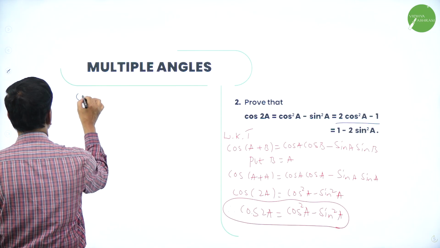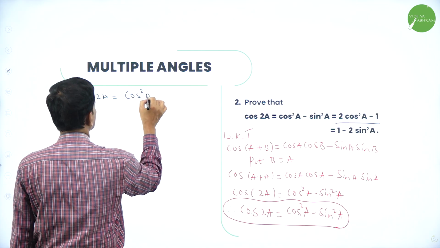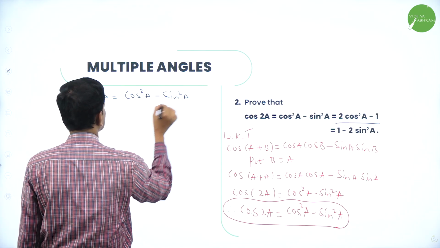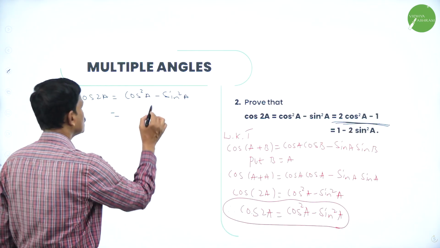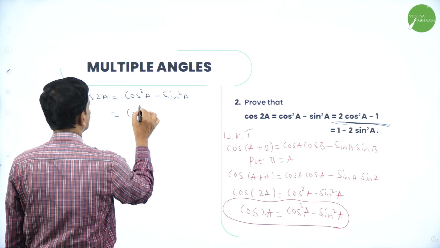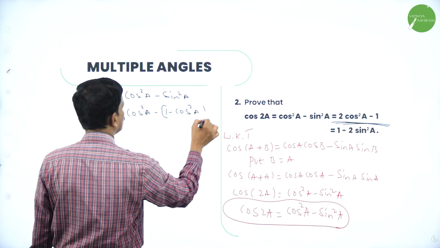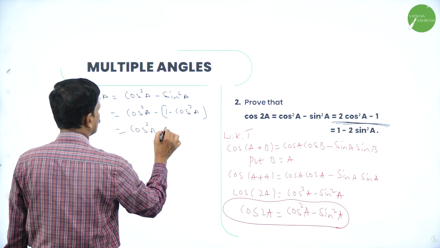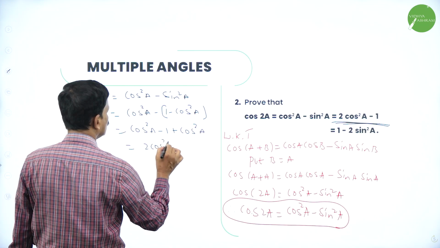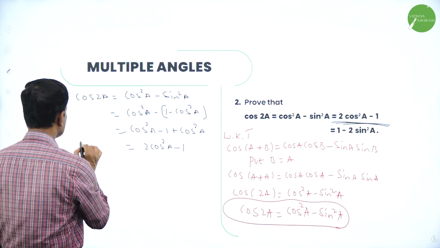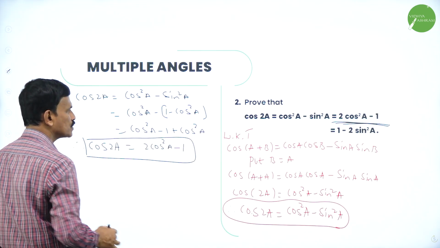Cos 2A is equal to cos square A minus sin square A. What do we have to get? Cos 2A is equal to 2 cos square A minus 1, right? So just convert sin to cos. Cos square A as it is, minus sin square A, which is also equal to 1 minus cos square A. So cos square A minus 1, minus into minus plus cos square A. How many cos squares are there? 2 cos square A. Cos square plus cos square is 2 cos square A minus 1. So therefore cos 2A is equal to 2 cos square A minus 1.